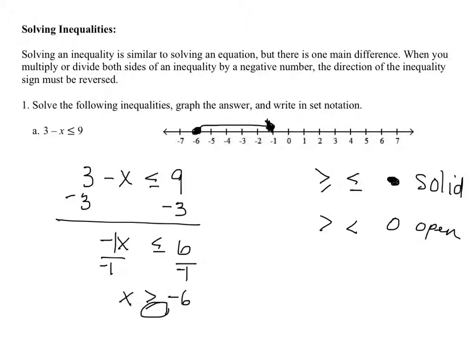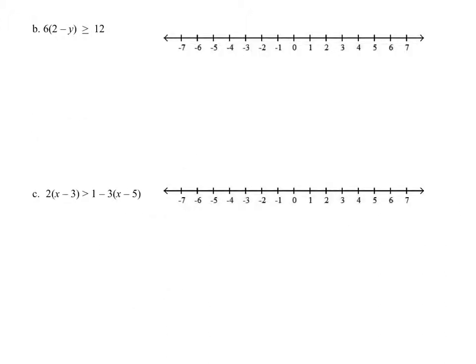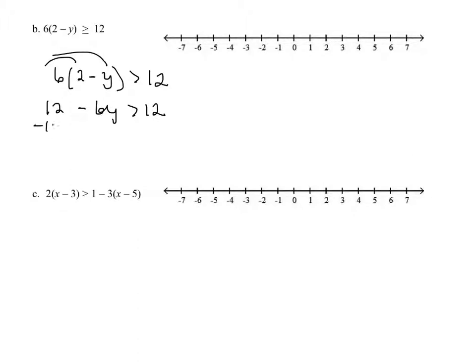Done. Next. Okay, how about this? Let's just rock on, solving it as if we were solving a regular equality. So it's 12 minus 6y. Subtract 12.